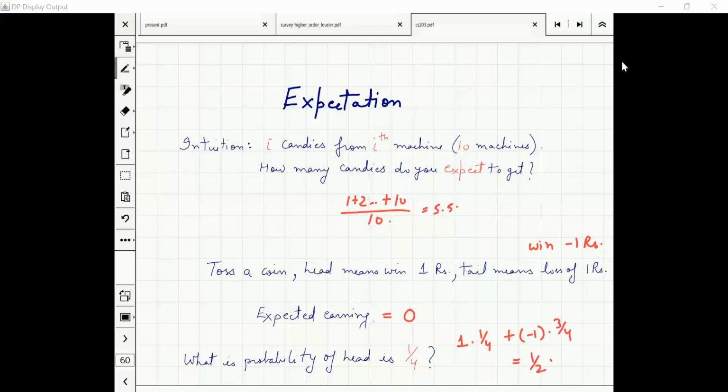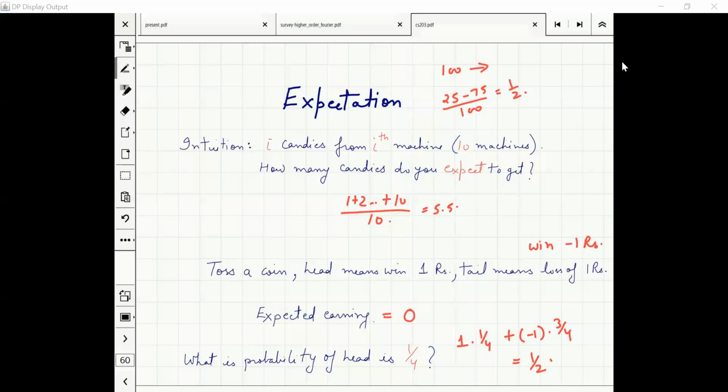Another way to simplify it would be if we had done the experiment 100 times. How many times do you expect to win? 25. 25 times, right? And how many times do you expect to lose? 75, right? And then I will divide it by 100 to get my earning in each of the outcomes.